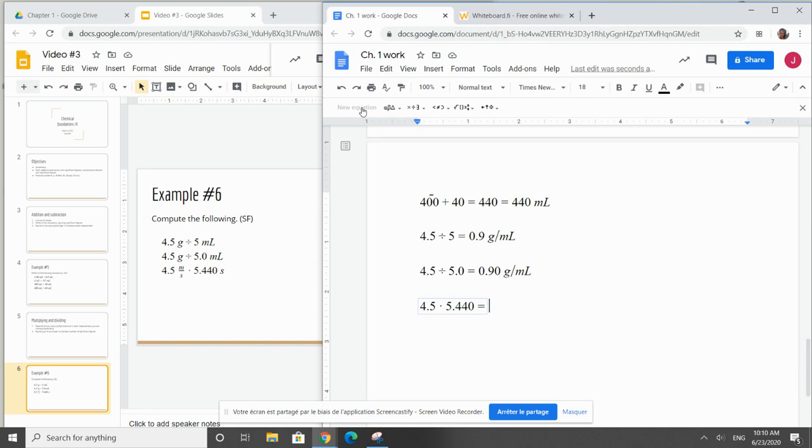So I put it in my calculator. I originally got 24.48, but I need to round this to two significant figures, so it's just 24. And then the final unit here is meters, since the seconds on the bottom cancel with the seconds, so I'm just left with 24 meters.